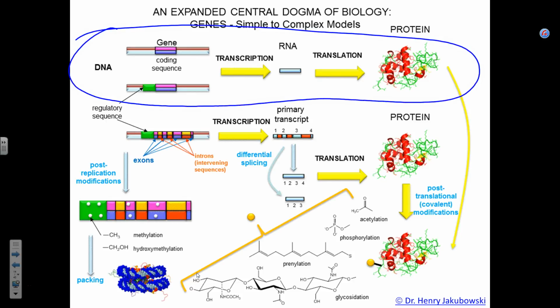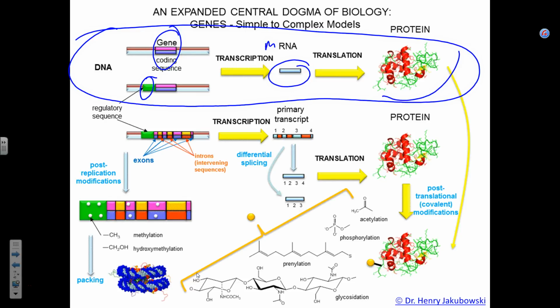So here is the prokaryotic gene expression. Okay, you can see the DNA, which encodes a gene. Sometimes genes have certain regulatory sequences. Genes get transcribed into mRNA, and mRNA is translated into proteins. That makes sense? That looks fairly easy.